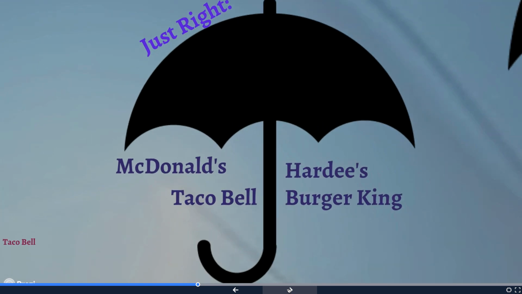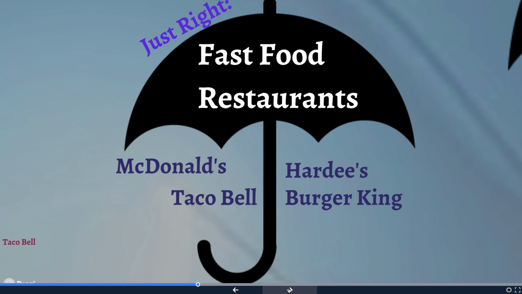So we want to find a topic that's just right. Again, we're only looking at McDonald's, Taco Bell, Hardee's, and Burger King. Burger joints doesn't work because Taco Bell is not a burger joint. However, if we call these fast food restaurants, that would be an example of a topic that is just right because all of these are fast food restaurants. Restaurants in general encompasses, as we saw, many other forms, but these are specifically fast food restaurants. So that's an example of trying to find the right topic.